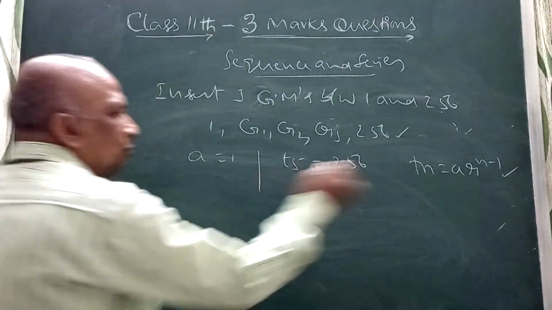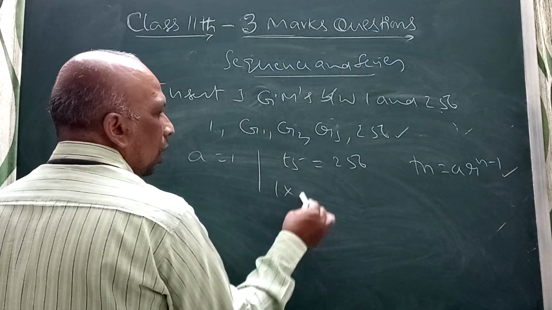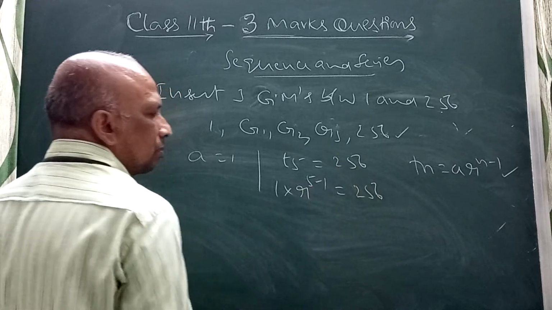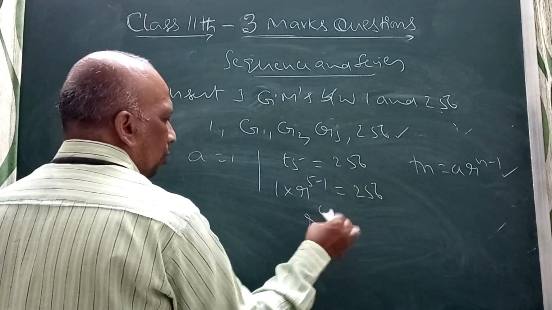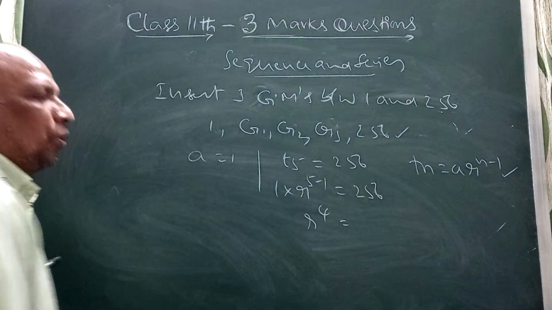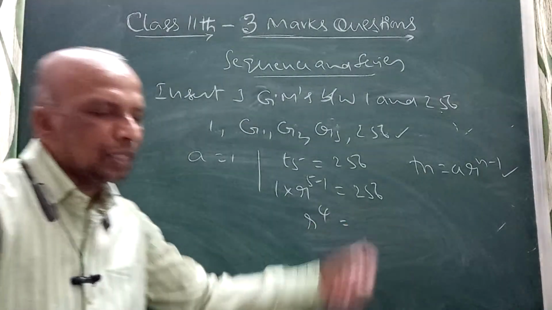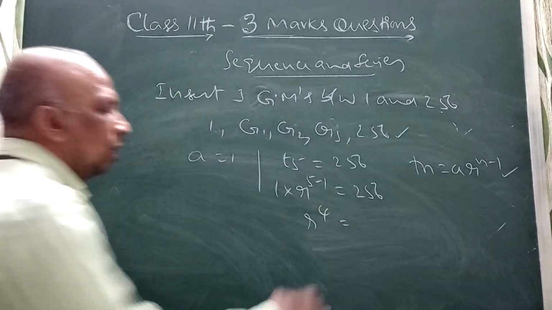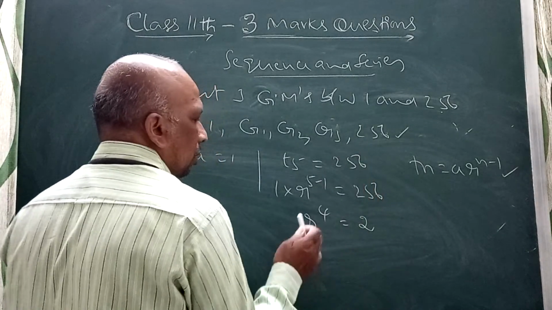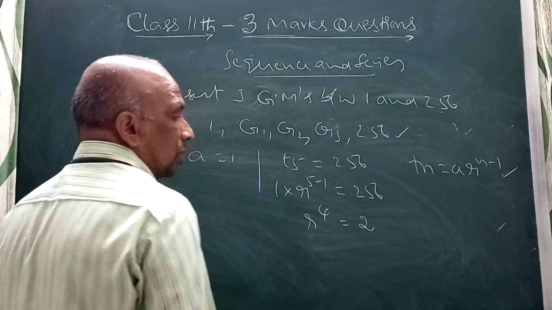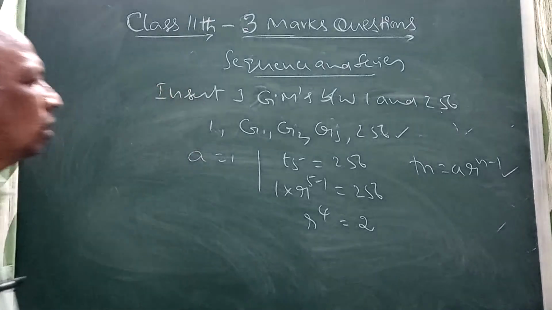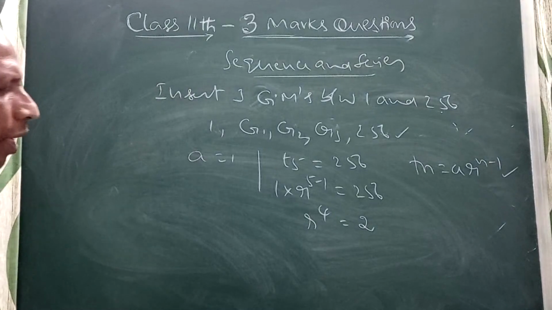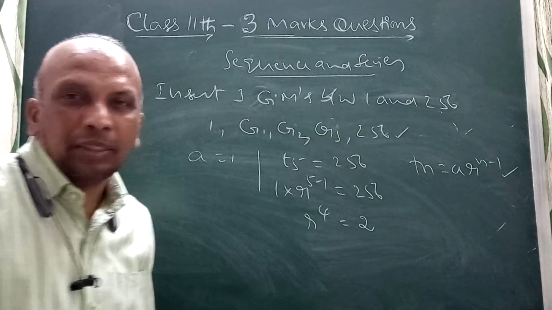So what will I do now? T5 is A into R power 5 minus 1, which is 256, right? I can simplify this one: R power 4 is equal to 256. You can check how many times I can write this, what is the power of 2 here. So we got T5 is A into R power 4.